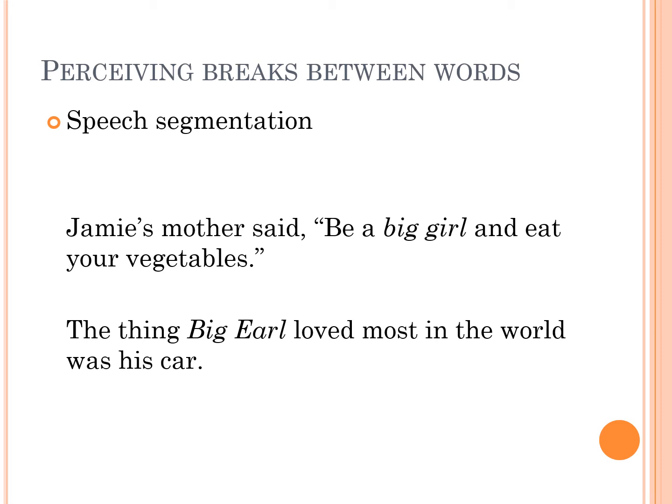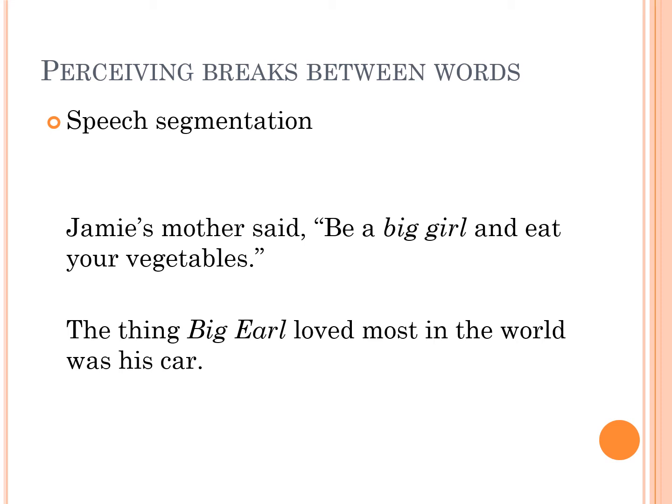So in this example, we have a couple of clear ambiguities that are not ambiguous when we are writing, but that are ambiguous when we are speaking. And yet, as I'm going to say them to you, they're not going to feel ambiguous, right? We're using context a great deal. So Jamie's mother said, "Be a big girl and eat your vegetables." Versus, "The thing Big Earl loved the most in the world was his car."